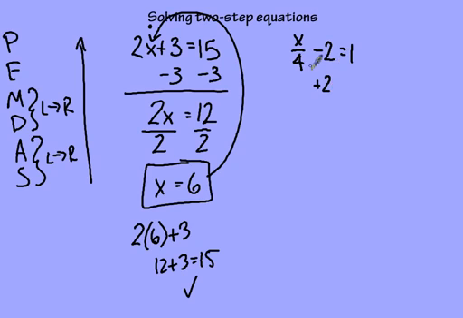All right, keep the equations balanced. I have to do it to the other side. All right, and now let's simplify. We have x over 4, a negative 2 plus a 2 is just 0, so we're not going to write that, and a 2 plus a 1 is a 3.